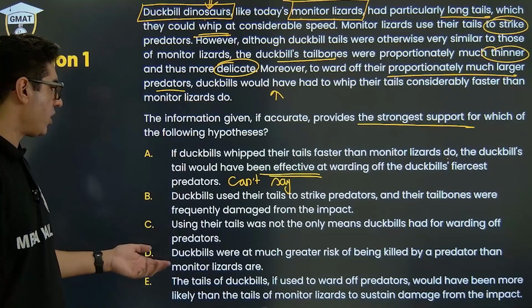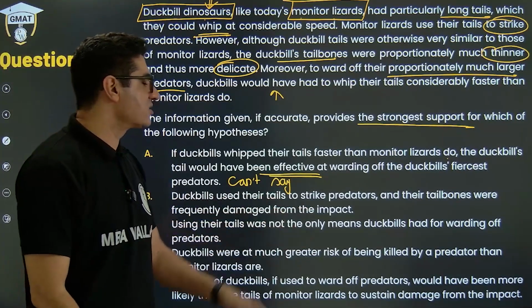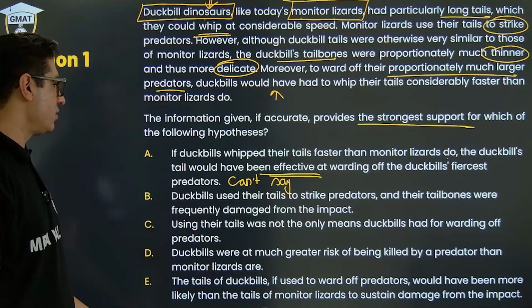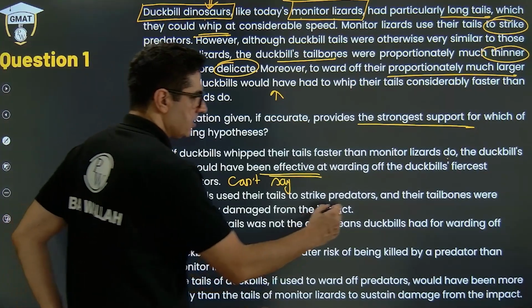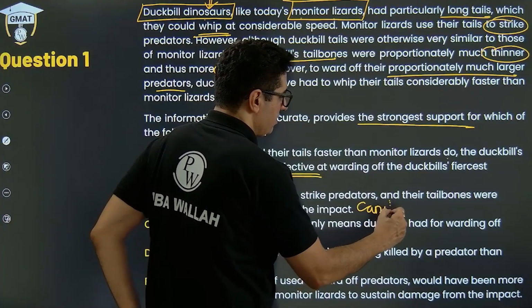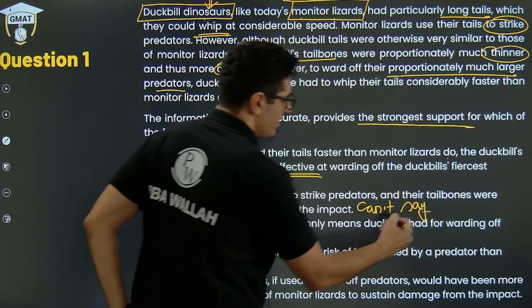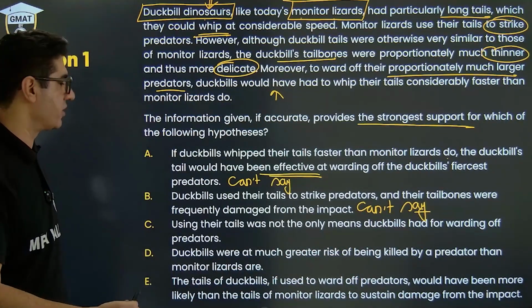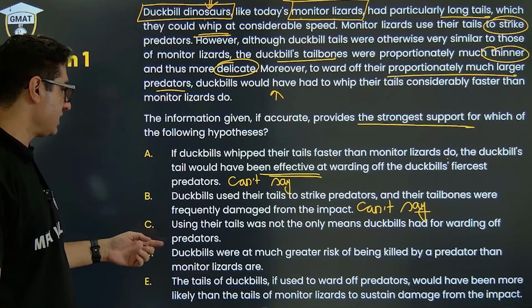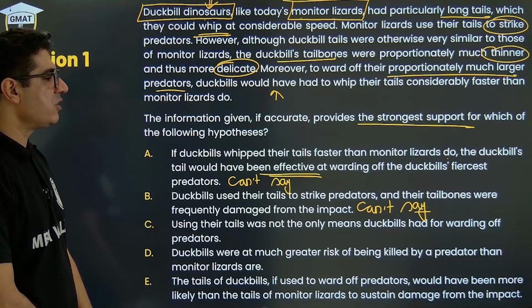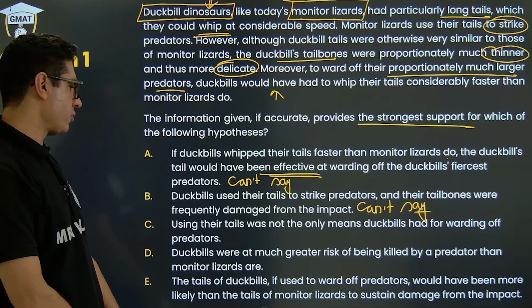Okay, let's move on. Duckbills use their tails to strike predators and their tailbones were frequently damaged from the impact. We don't know. Did they do that? Maybe. Were their tails damaged? Maybe. We don't know for sure. They are extinct, so we don't have any way to figure that out anyway.